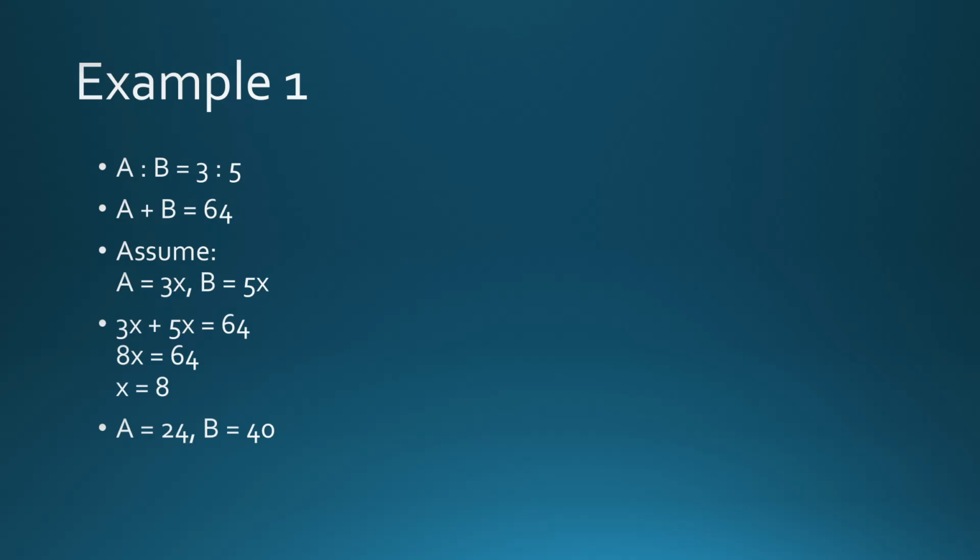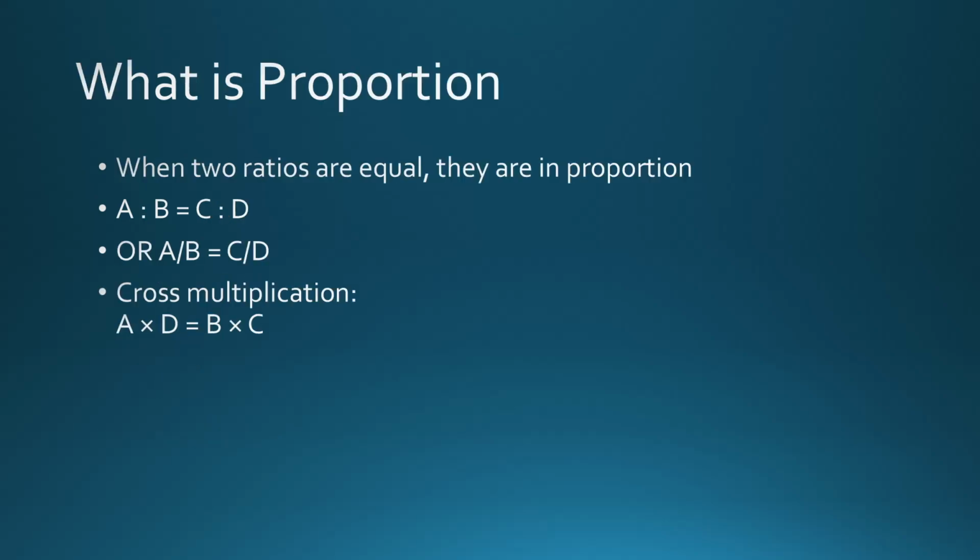Now let's look at an example. It's given A and B are in the ratio 3 is to 5 and A plus B is equal to 64. So, in order to get the values of A and B, what can we do? We again take the common multiplier x and we get the values of A as 3x and B as 5x. Now we add both of them, so it becomes 3x plus 5x equal to 64, which is 8x equal to 64, x equal to 8. Now to get the values, we put x in the values of A and B, so A equal to 3x is 3 into 8 equal to 24, B equal to 5x, 5 into 8 equal to 40.